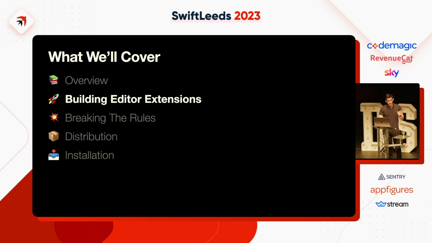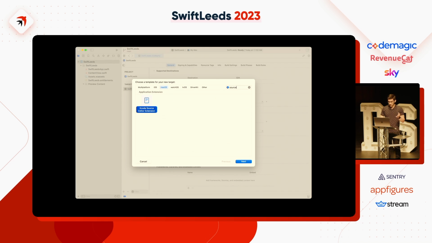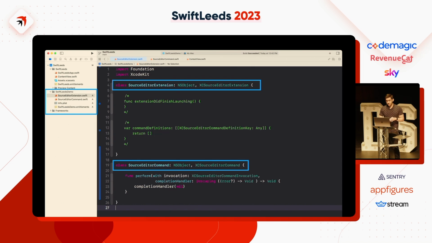All right, so we've got the basics covered, and we have a better understanding of what these extensions can do. So let's get started building one. Editor extensions require a host app, so we'll begin by creating a new macOS app. From there, we will go in and add a new target, and this time we'll pick Xcode source editor extensions. Now, after adding the target, you'll notice that Xcode provides us with a lot of boilerplate code, but we'll take a closer look at each one by one.